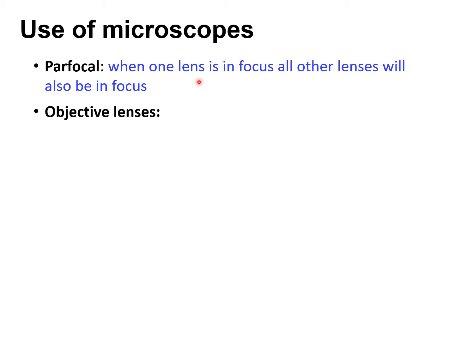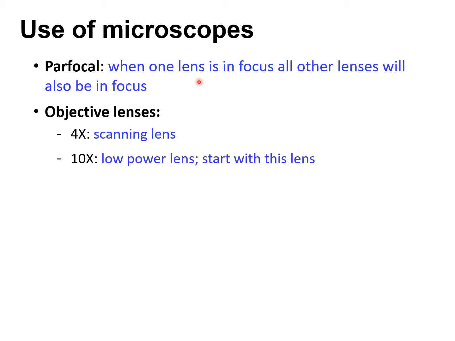Now, the compound light microscope that we use usually has a set of objective lenses. The first objective lens that we're going to talk about is the 4x objective, and that one is called the scanning lens. We also have the 10x, and that one is called the low power lens.